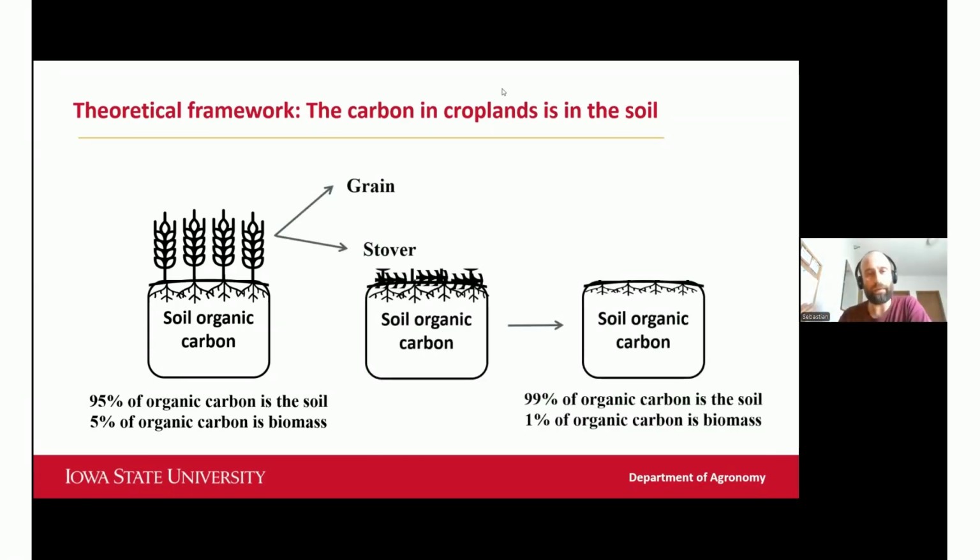And then we harvest the grain, and the stubble goes to the soil and starts decomposing. And during the fallow periods, about 99% of the organic carbon is in the soil. That is why it's so important, and that is why when we talk about carbon balance in croplands, we talk about soil organic carbon balance.